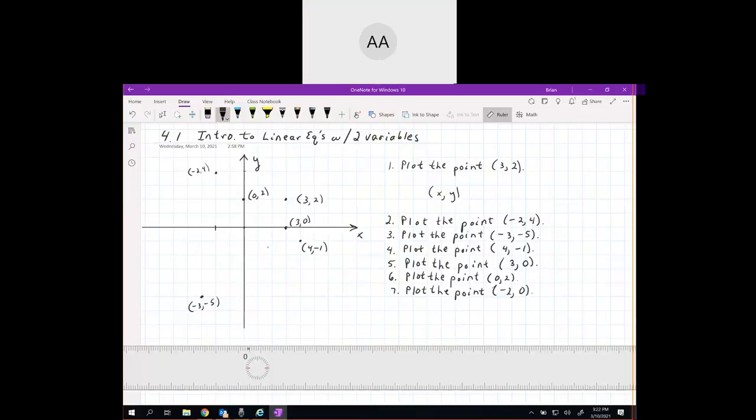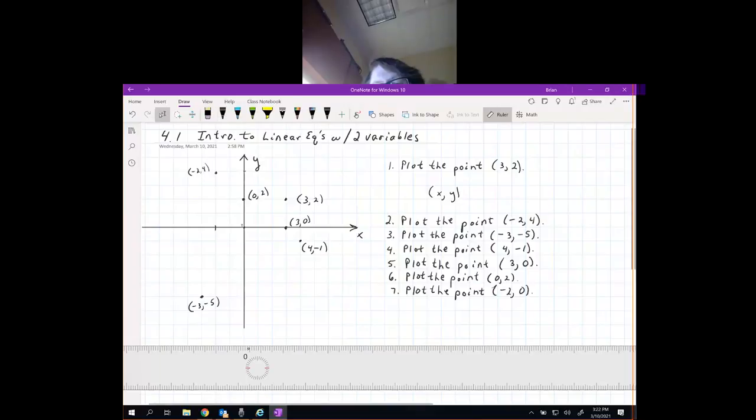How about the next point, negative 2, 0? So I'm starting at the origin. You just go left 2 times. Put a dot right there. Let's do 0, negative 4. So starting at the origin, I'll go down 4 units and just put a dot because I won't go over any.